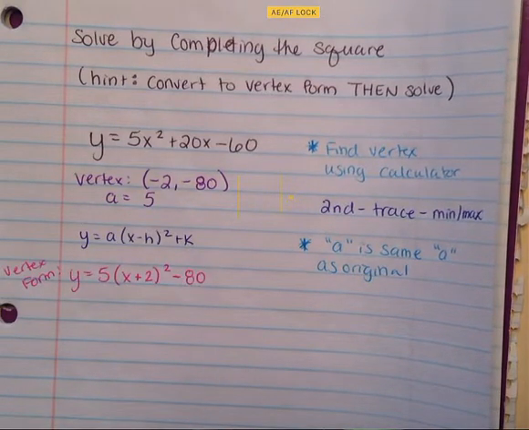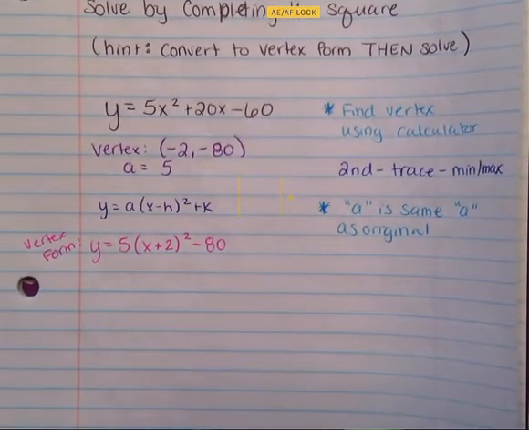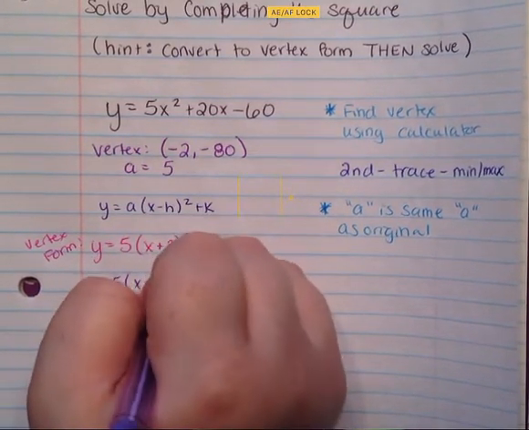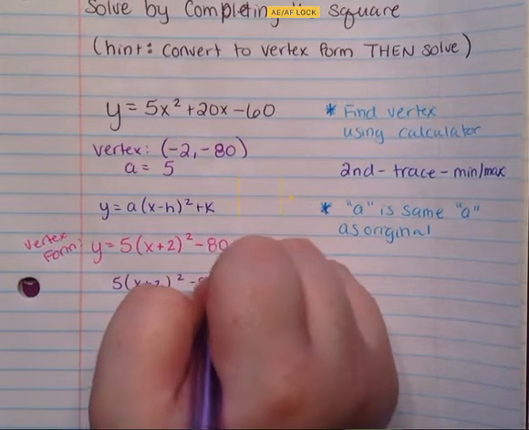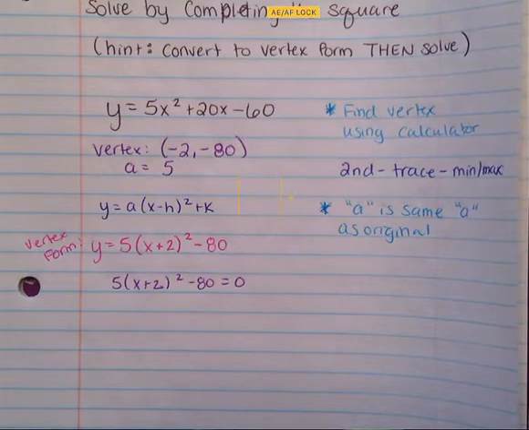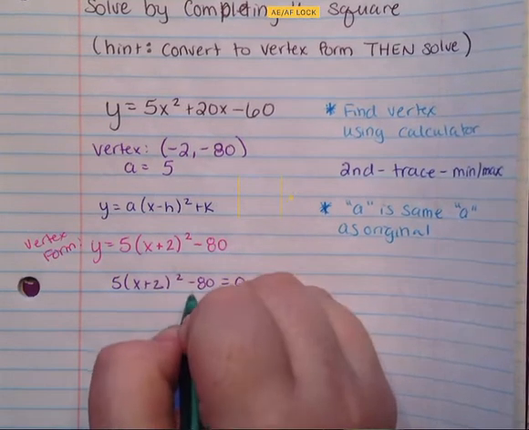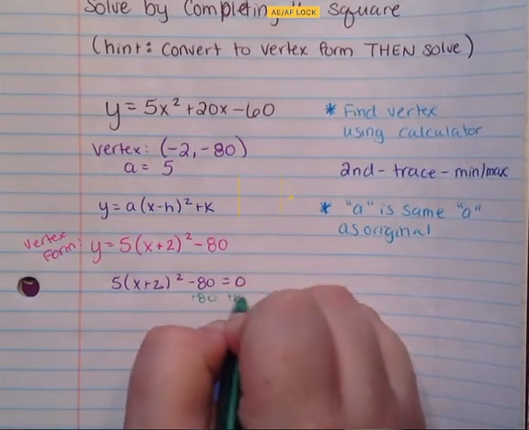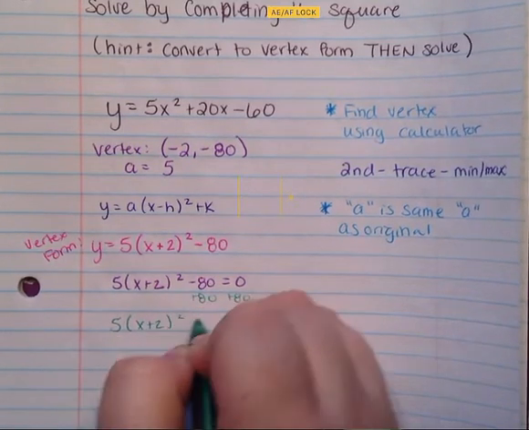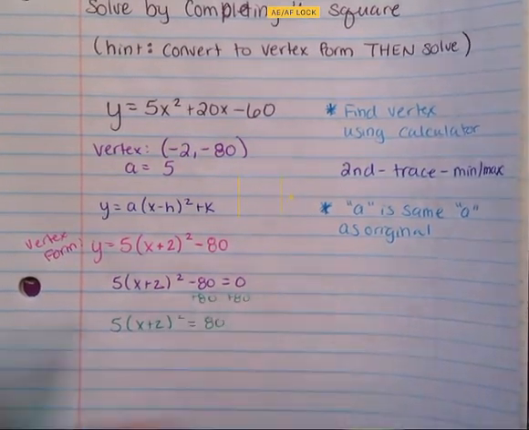Now what we want to do is just convert it into equal to 0 and solve. So I'll make this 5 parentheses x plus 2 parentheses squared minus 80 equals to 0 instead of y equals. And now I just want to get that x by itself. So I want to add 80 to both sides because we're solving. We're going to add and subtract away first. So we have 5 parentheses x plus 2 parentheses squared equals a positive 80.